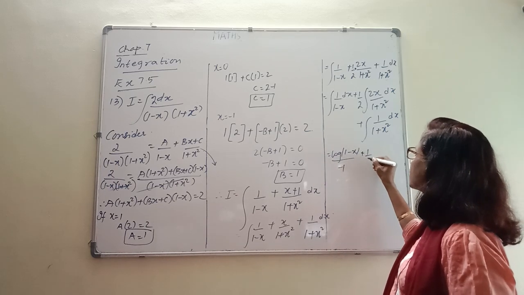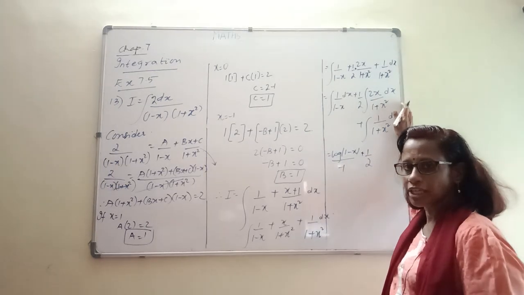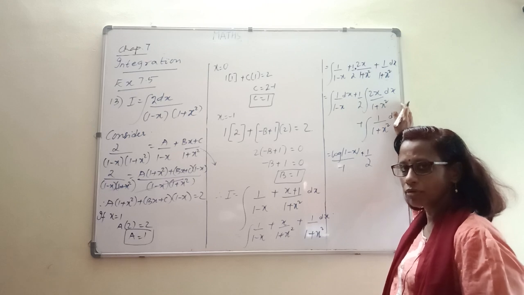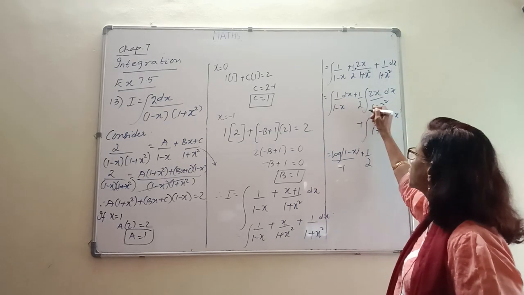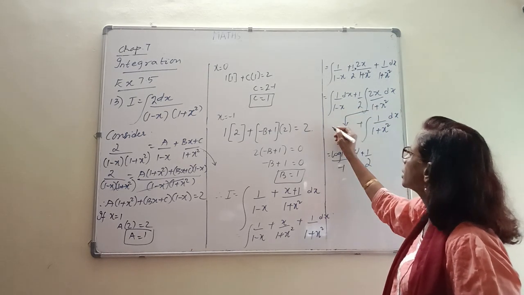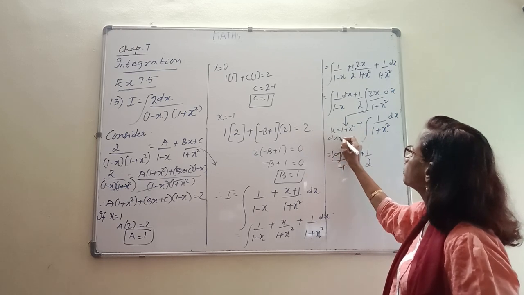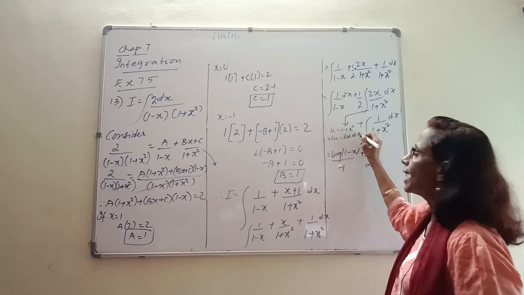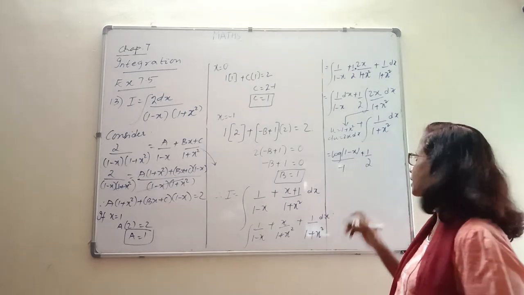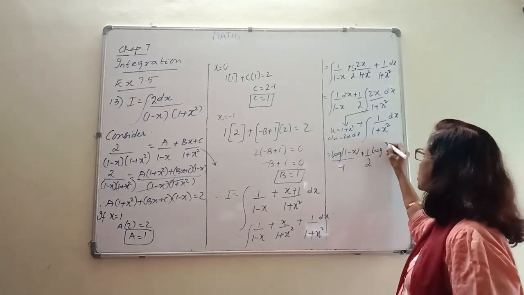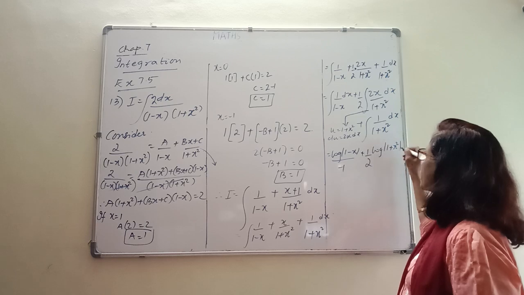And half times the derivative of the denominator when it is there in the numerator, log will be the thing. But if this doesn't go so well with you, then you can call u as 1 plus x squared, so that du will become 2x dx, and after that when you do the integral you will get the answer. This will be log of modulus 1 plus x squared.